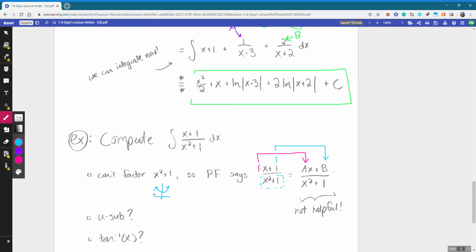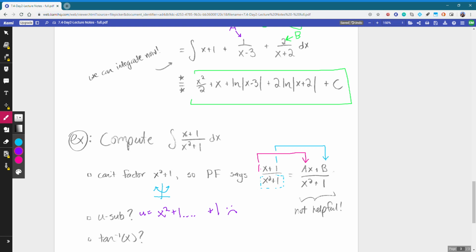While I'm thinking about that, some other things we could possibly explore, maybe a u sub, with u being our denominator. But if we did that, the derivative would be 2x, and we kind of have that up top, but the plus 1 is going to end up being a deal killer. That's going to mess us up. And so u sub, not so much.